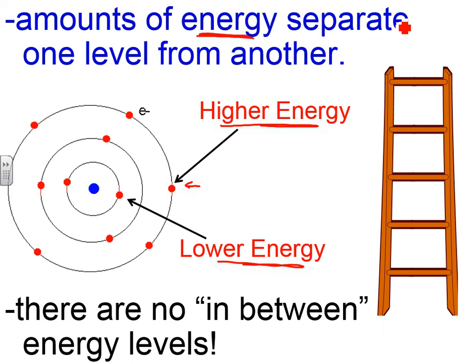And there is no such thing as an in-between energy level. This is kind of like the rungs of a ladder. You can step on these rungs, on these levels, but you can never step anywhere between the two levels. An atom is set up the same way. There is no such thing as an in-between energy level, so an electron cannot exist here. It can only exist in these specific energy orbits.